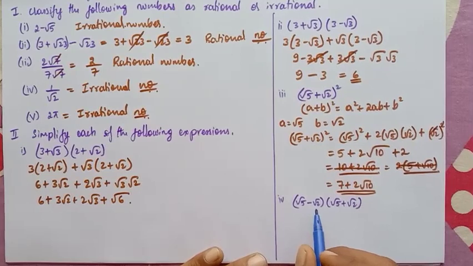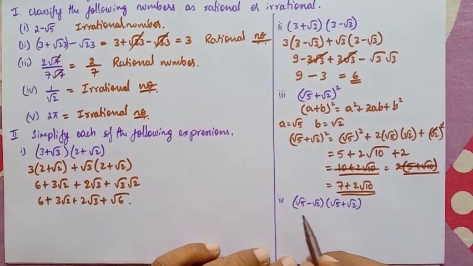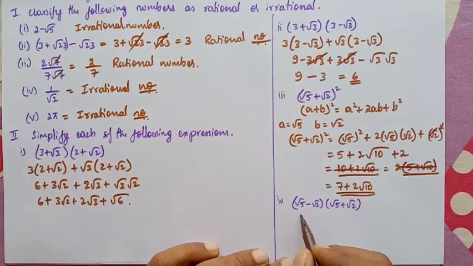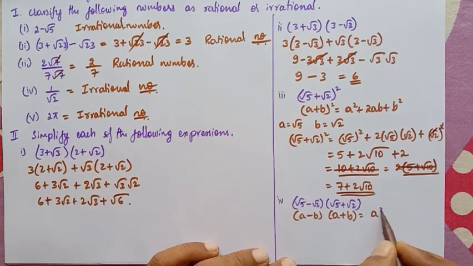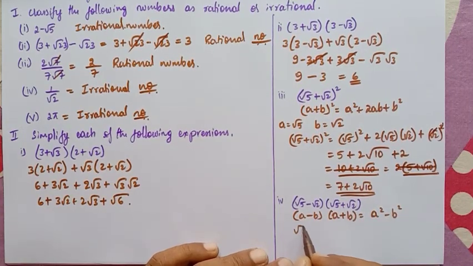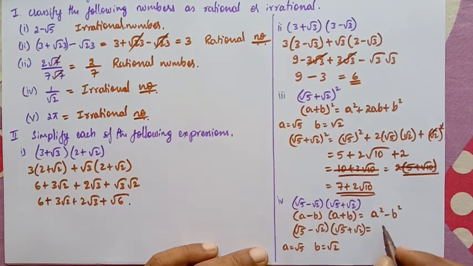Root 5 minus root 2 into root 5 plus root 2. So this is also of the form a minus b into a plus b is equal to a square minus b square, where a is equal to root 5 and b is equal to root 2. So root 5 minus root 2 into root 5 plus root 2 is equal to root 5 whole square minus root 2 whole square.